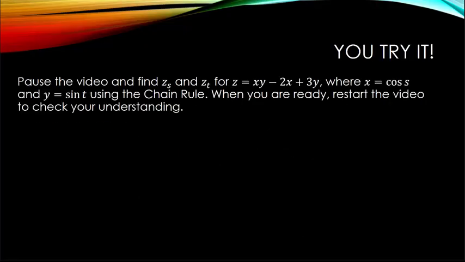So now you get to try it. Pause the video and find z_s and z_t when z is equal to xy minus 2x plus 3y, and x is equal to cosine s, y is equal to sine t, and do this using the chain rule. When you're ready, restart the video to check your understanding.